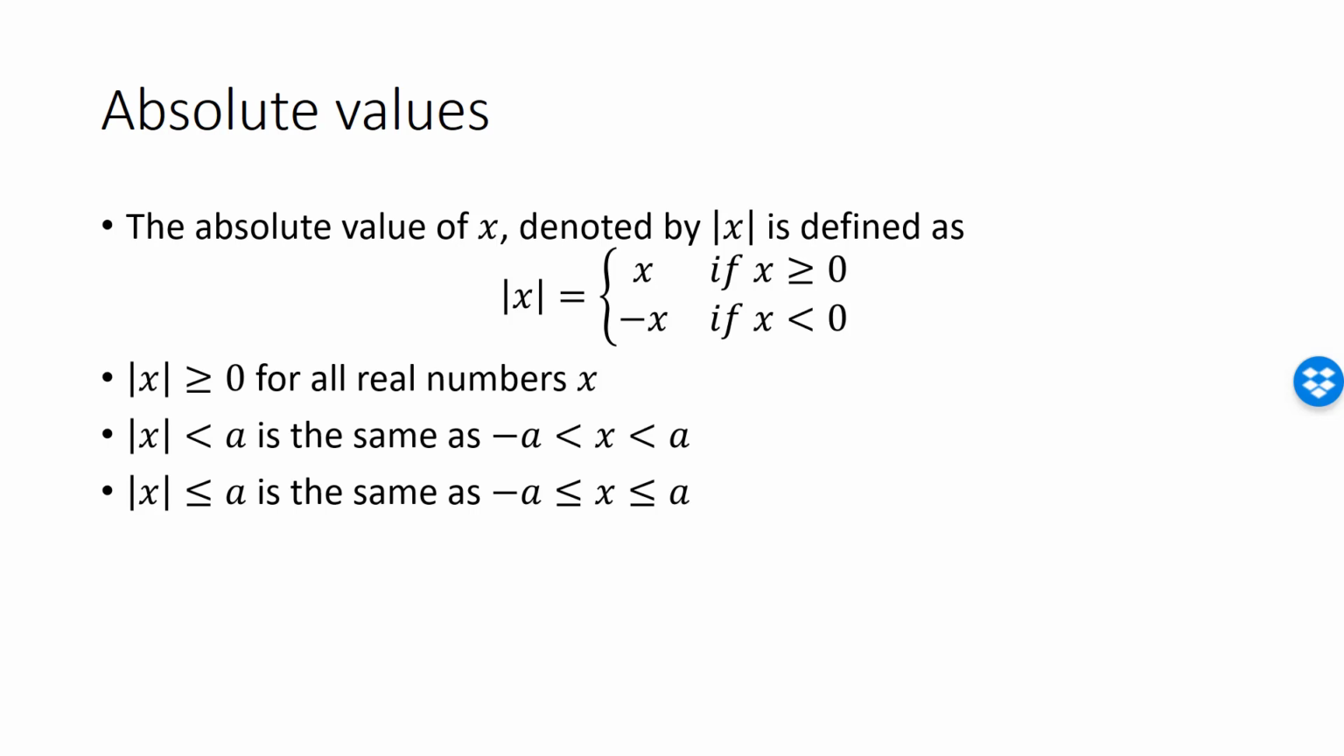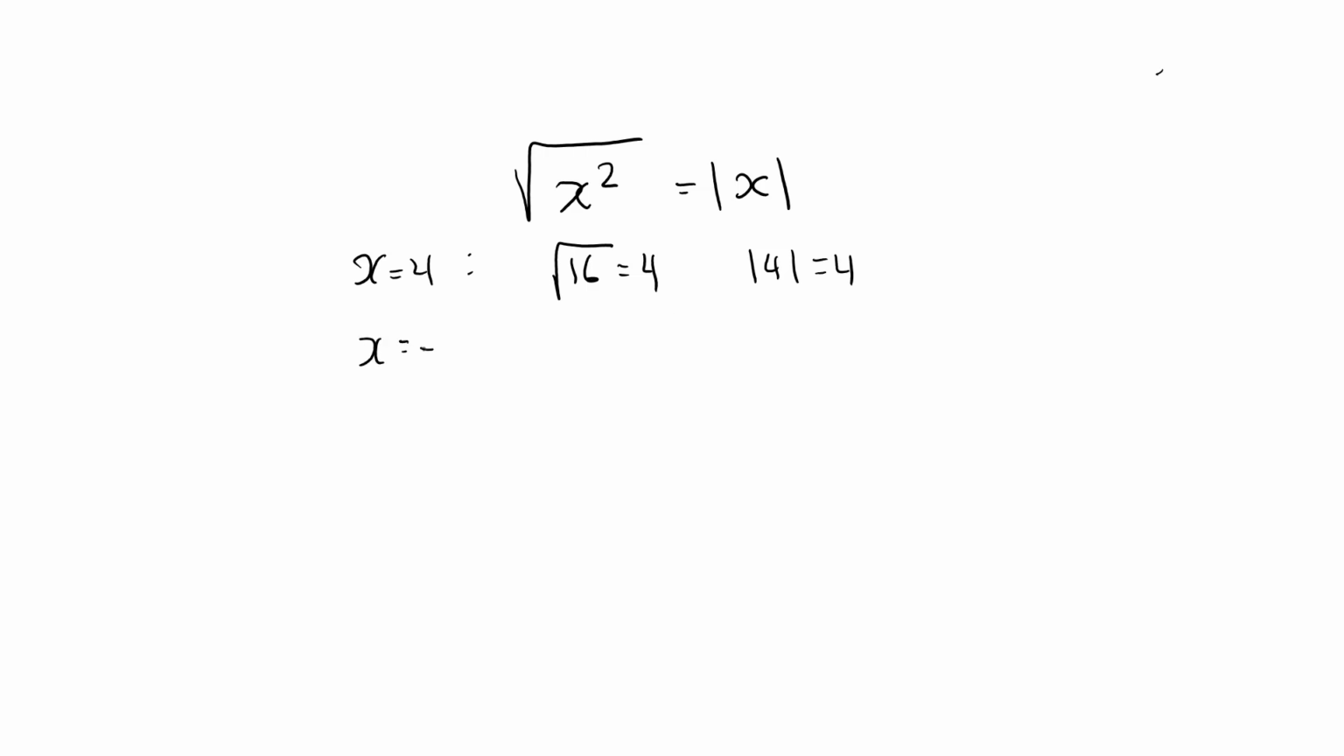As a final note on the absolute value, the square root of the square of x is equal to the absolute value of x. For example, if x is equal to 4, then x squared is equal to 16, and the square root of x squared is 4, which is what we get when we take the absolute value of x. If x is minus 4, then x squared is 16, and the square root of x squared is 4, which is the same as the absolute value of minus 4.